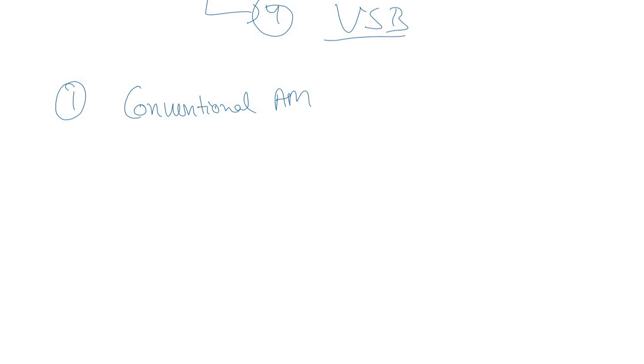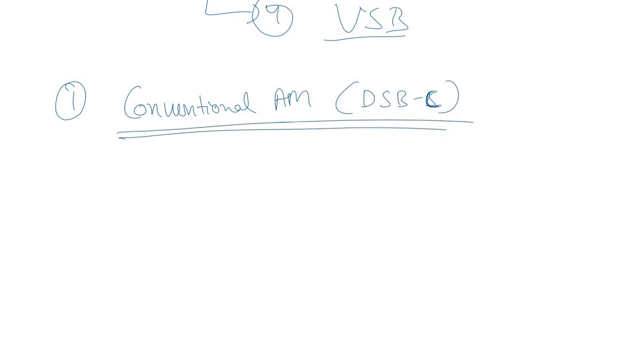Conventional AM, or we also call it double sideband with carrier type of modulation scheme. Alright, let us assume that m(t) is your given low frequency message signal, and we have the high frequency carrier signal c(t), which is Ac cos(omega c t). Ac is the amplitude of the signal, omega c is the frequency of the signal.